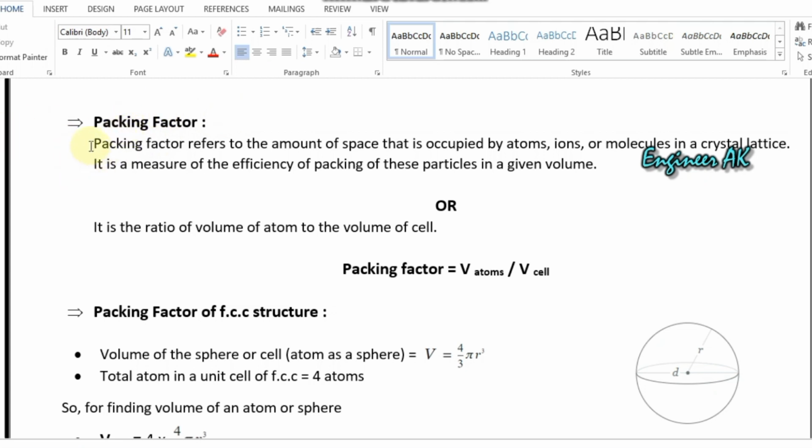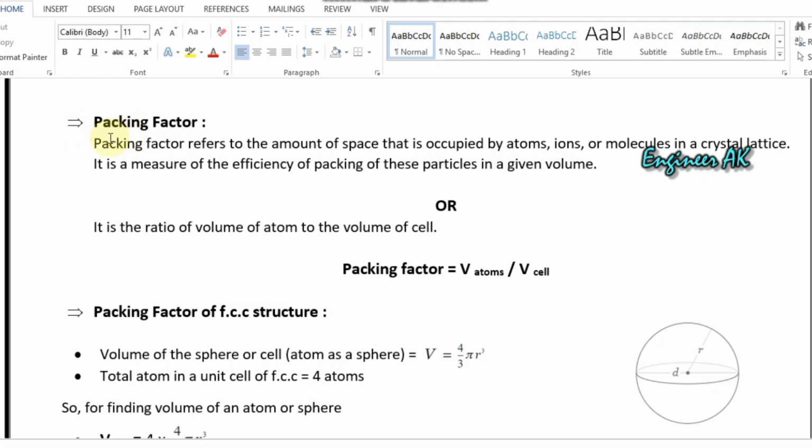Today we are starting lecture 4, and it is, I would say, the most important lecture of this chapter. Mostly the examiner gives questions from this topic in the paper. So let's get started. Packing factor.